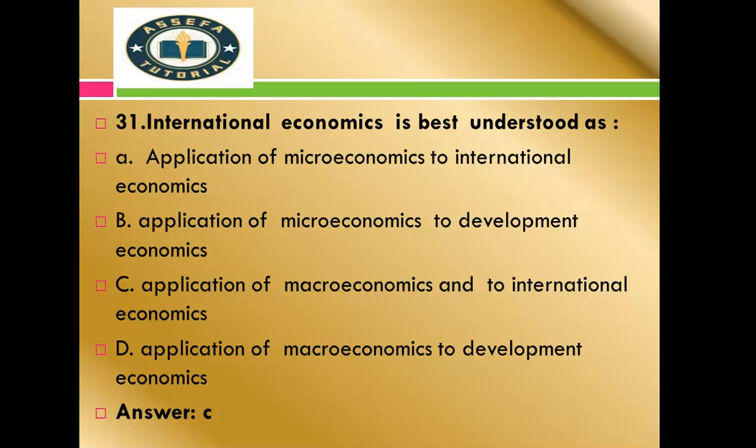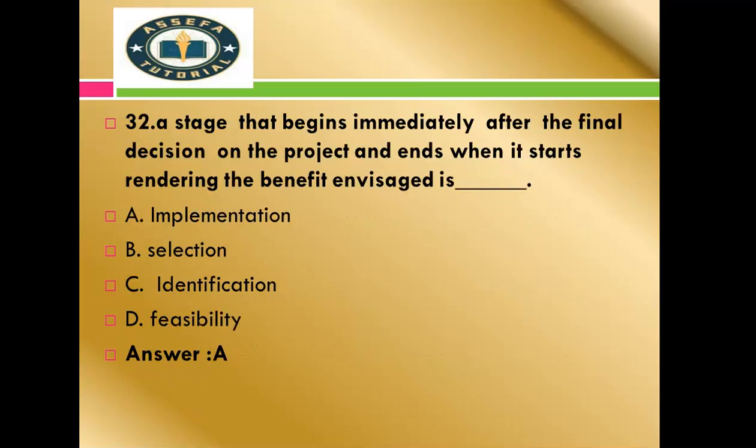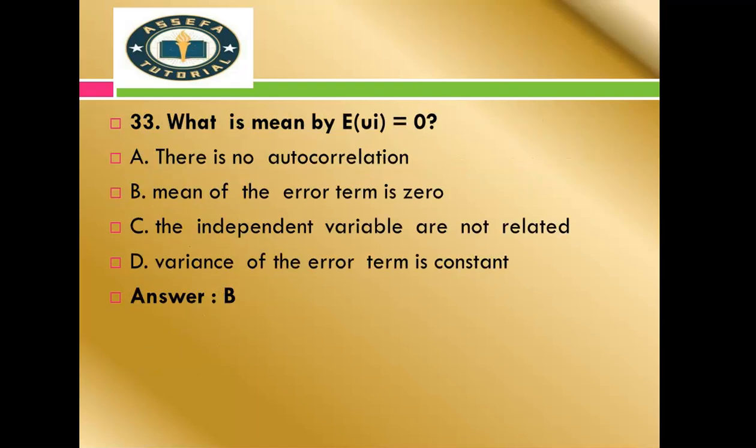Okay, good. Then question number 32: a stage that begins immediately after the final decision of a project and ends when it starts rendering the benefit is A. Implementation, B. Selection, C. Identification, D. Feasibility. So the correct answer for this question is what? Implementation. Good.